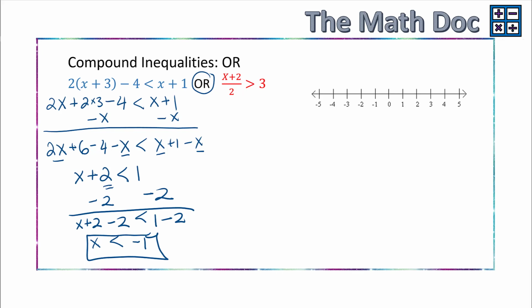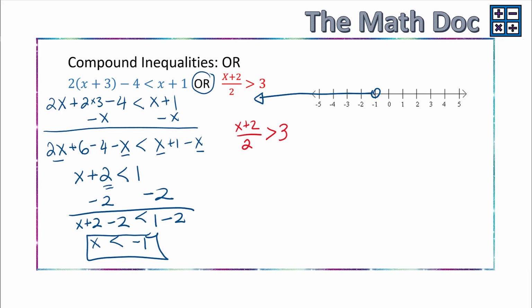So let's find this on the number line. X is less than negative 1 right there, all the way to minus infinity. Okay, now let's look at the second inequality, the one on the right. We have x plus 2 over 2 is larger than 3.